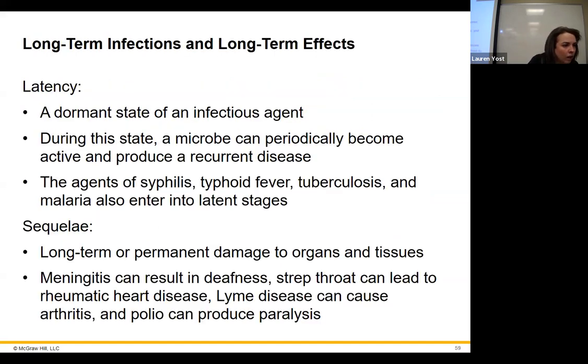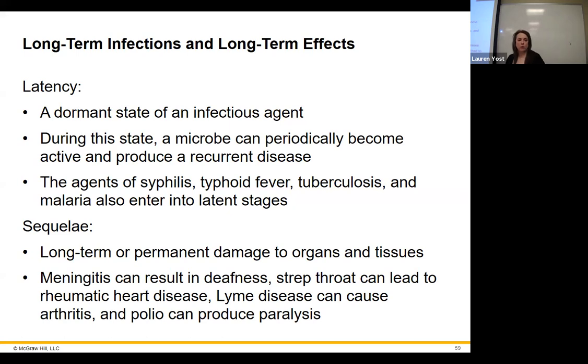All right, latency, we've mentioned this already. Latency is basically you have the infection and it is still in your body, but it's not actively multiplying, actively causing disease. It's just chilling, right? That could be incorporated in your DNA or could be hiding out in cells like tuberculosis does. But basically, you have that organism there. It can come out later on, right?